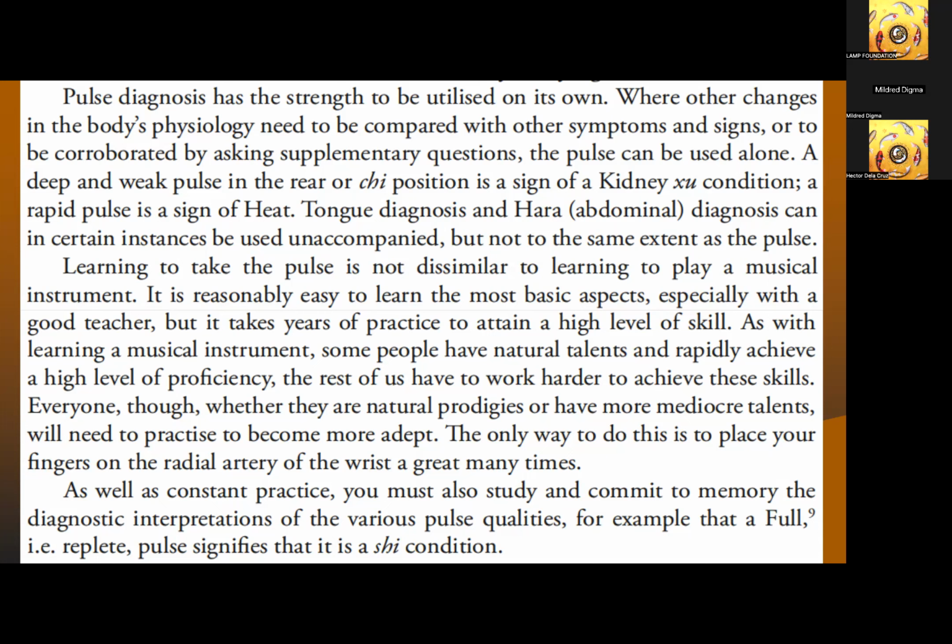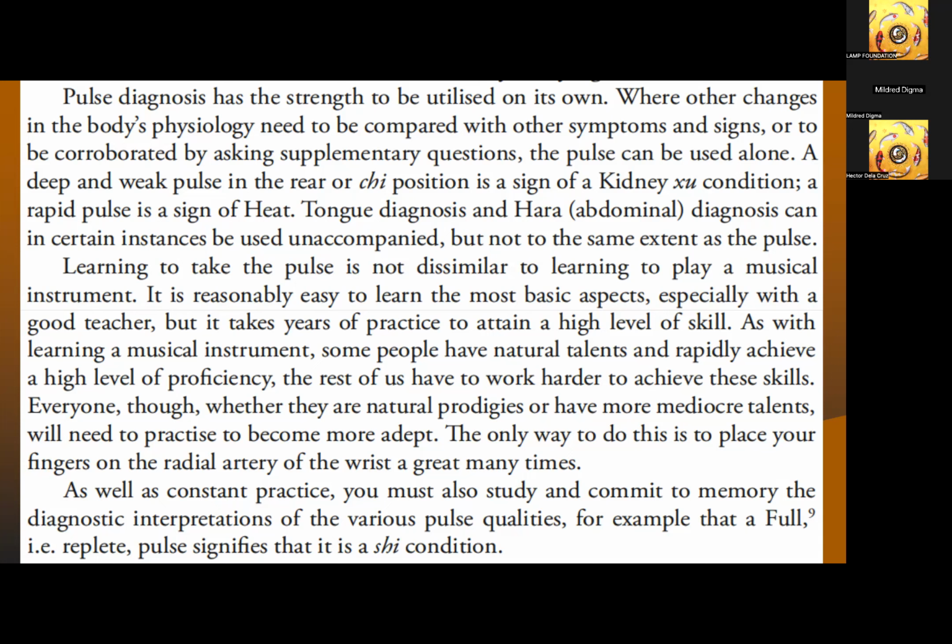Learning to take the pulse is not dissimilar to learning to play a musical instrument. It is easy to learn the most basic aspects, especially with a good teacher, but it takes years of practice to attain a high level of skill. Sabi nga ni Dr. Palanca, 8 to 10 years. O, diba? Kailangan frequent practice. And para mas matandaan, kailangan tinuturo mo siya araw-araw or turuan mo yung sarili mo.